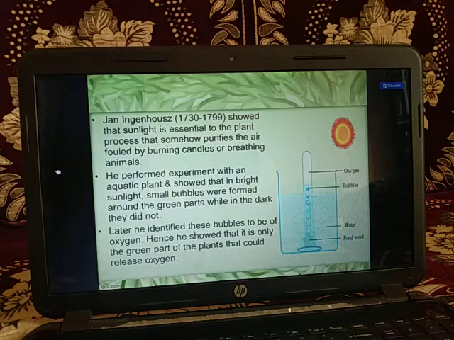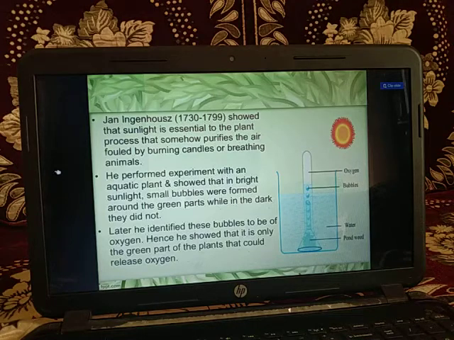Next is Ruben and Kamen. Ruben, Hassid and Kamen showed that oxygen evolved during photosynthesis comes from water and not from carbon dioxide. For this they used water with a heavy isotope of oxygen.